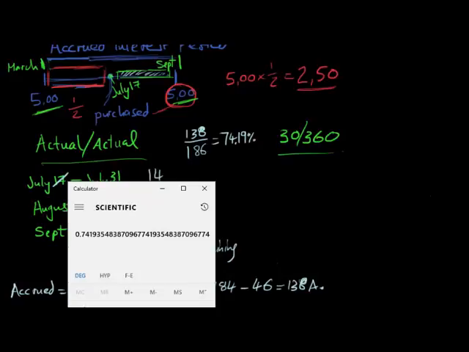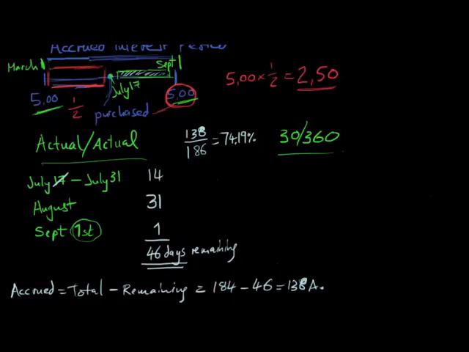So how much of the $5 has been accrued? Times $5, that's 3. So in the actual method we've got $3.71.